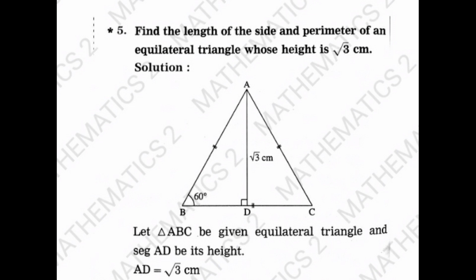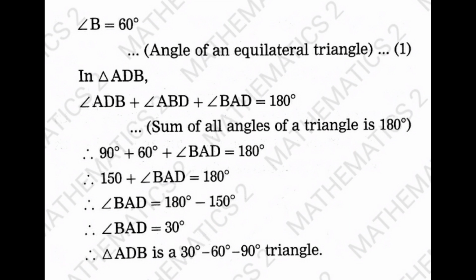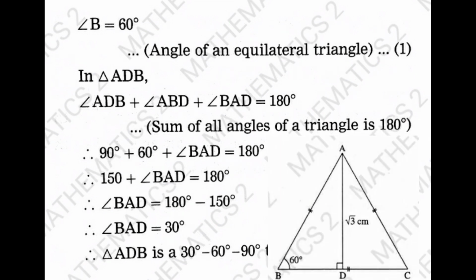Since triangle ABC is an equilateral triangle, definitely all angles are 60 degree, therefore angle B is 60 degree. So here in triangle ADB, what will I get? Angle ADB plus angle ABD plus angle BAD is equal to 180. Reason: the sum of measures of all angles of a triangle is 180 degree. Substituting the values, 90 degree plus 60 degree plus angle BAD is equal to 180 degree. So angle BAD is equal to 180 degree minus 150 degree, which is 30 degree.